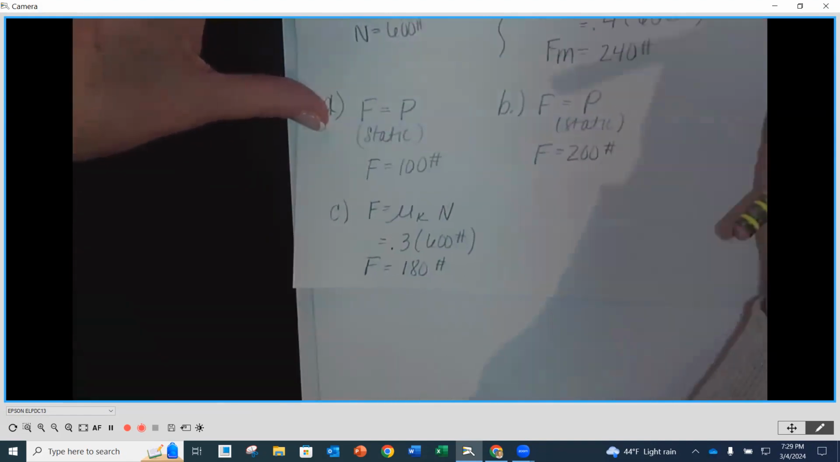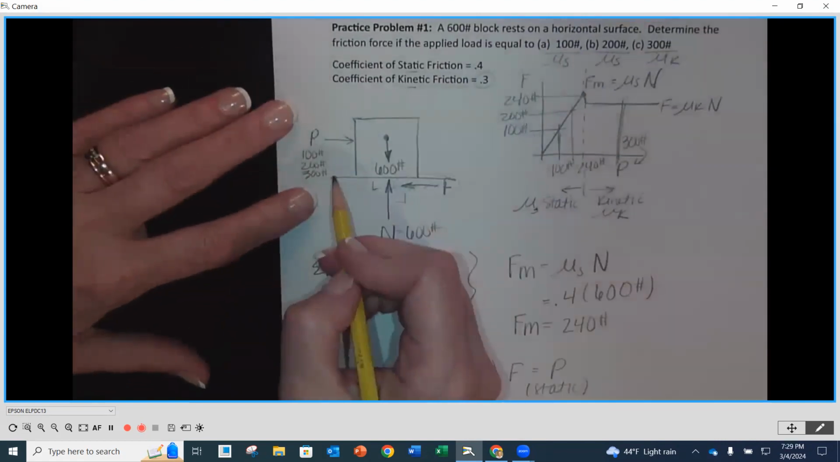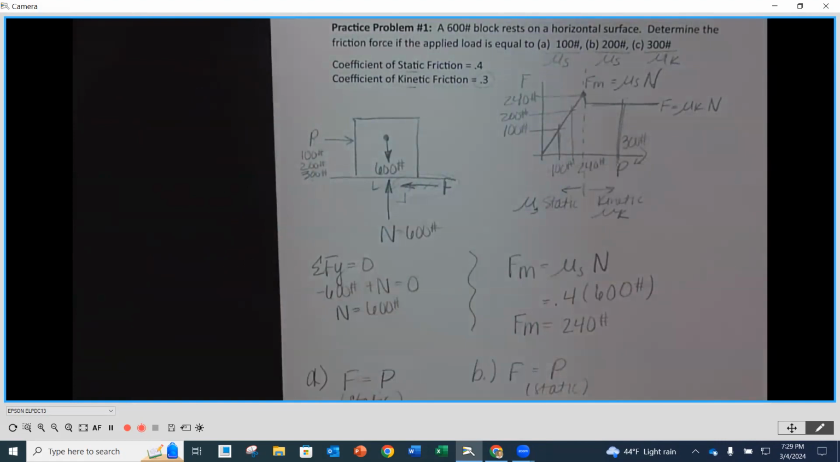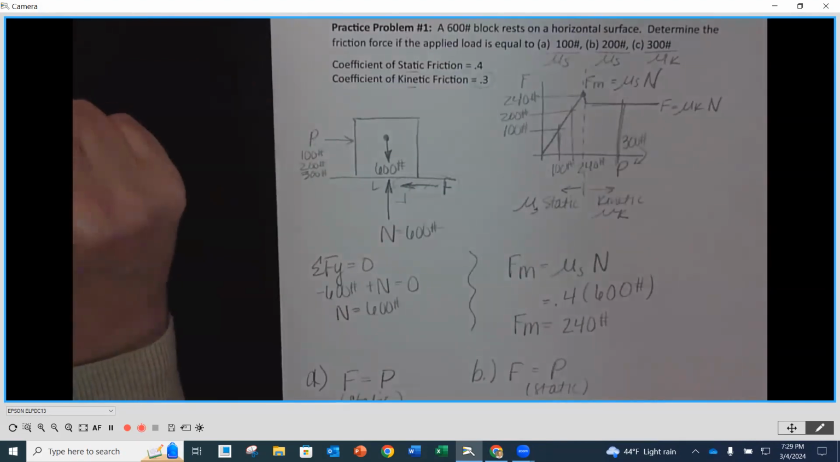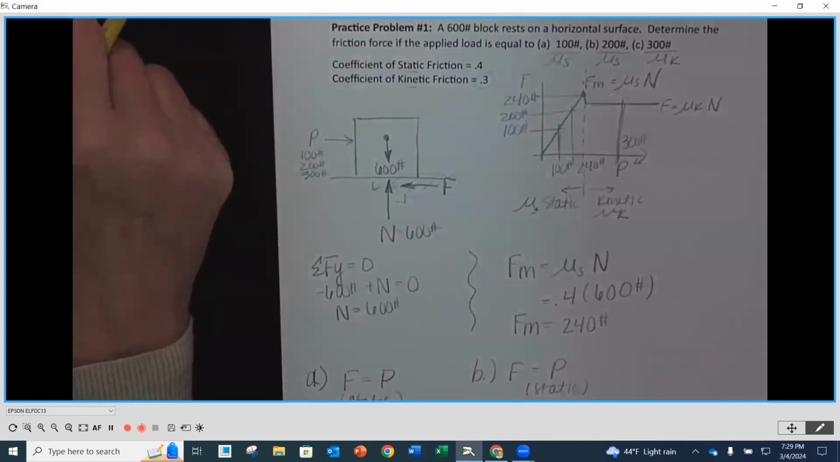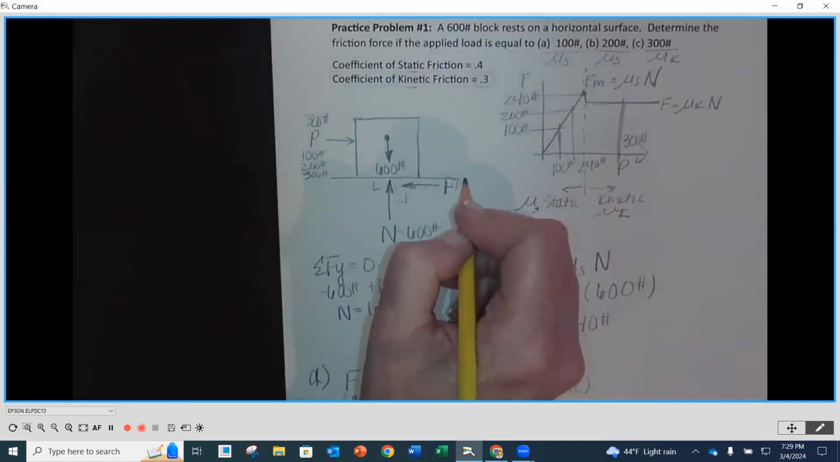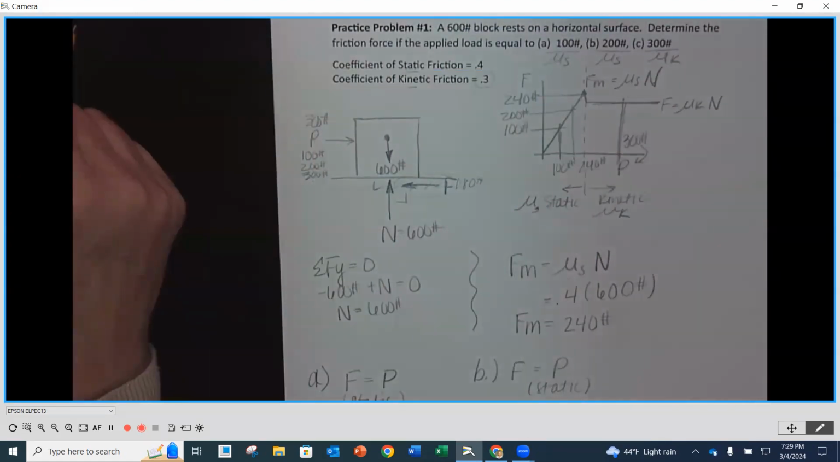So when I'm pushing with 300 this way, it's only pushing back with 180. So we're going to have more force going to the right, so it's going to be moving. Is it accelerating or not? That's a physics question. If I have 300 going to the right and I only have 180 going to the left, am I accelerating?